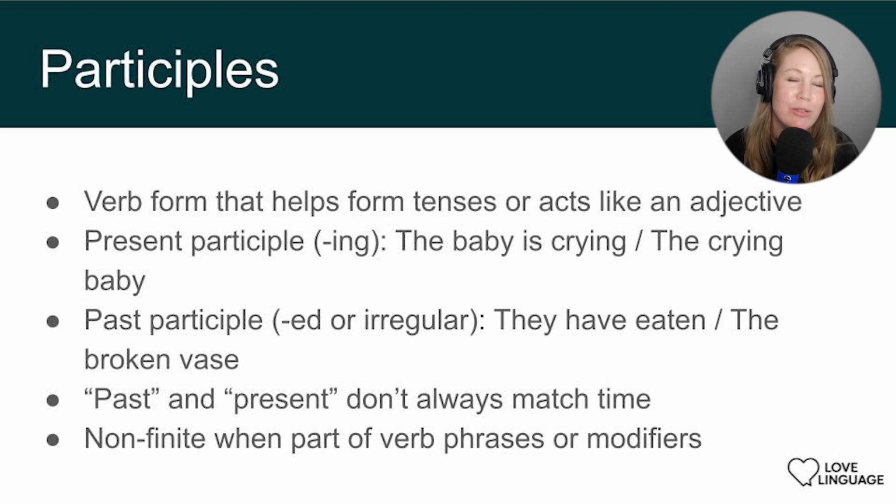Now, past participles usually end in "ed," for regular verbs at least, or take irregular forms for irregular verbs. For example, "they have eaten." Here, "eaten" is part of the perfect tense. "The broken vase was on the floor." Here, "broken" is an adjective describing the vase. A quick tip: the words past and present don't always match the time of the action. For example, "I will be released tomorrow." "Released" is a past participle, but the action happens in the future. So remember, participles are versatile. They either help form tenses or they modify nouns, like adjectives.